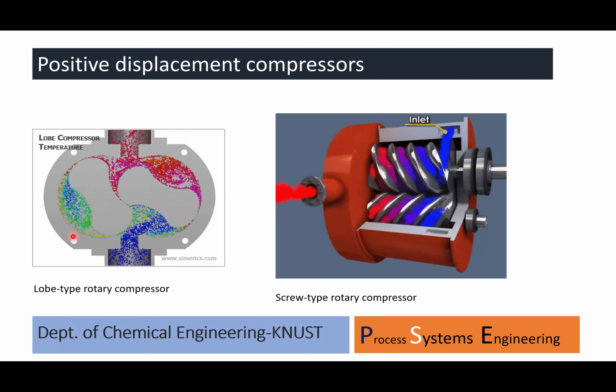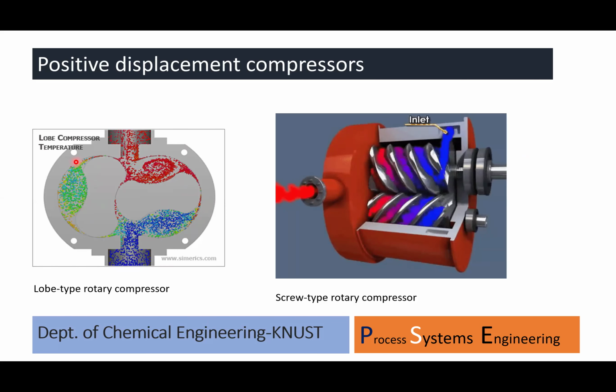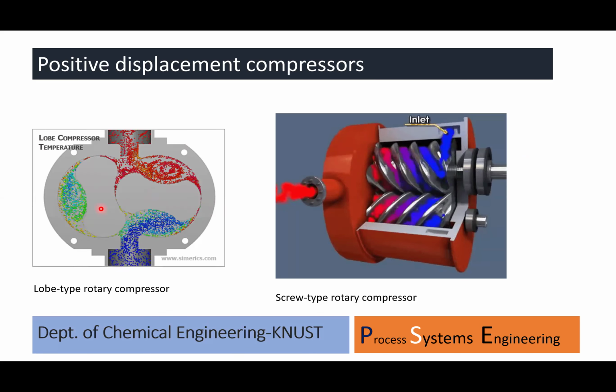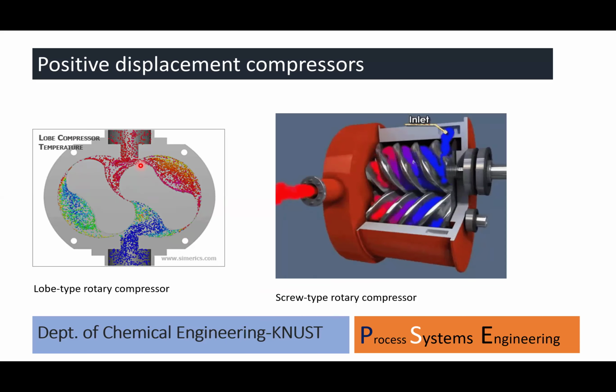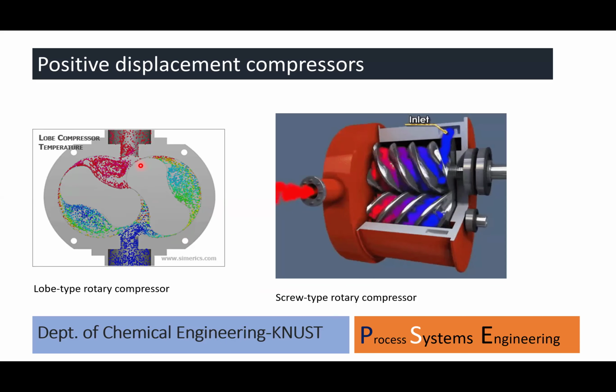And we can also have the lobe type rotary compressor. So we have these two lobes within the compressor, and as they rotate on each other, they are able to draw fluid in and then push fluid out. They create some points that have vacuums, and then some points that have enough pressure to push the fluid out. It's a similar thing with the screw type, but this time it's in the shape of a screw.